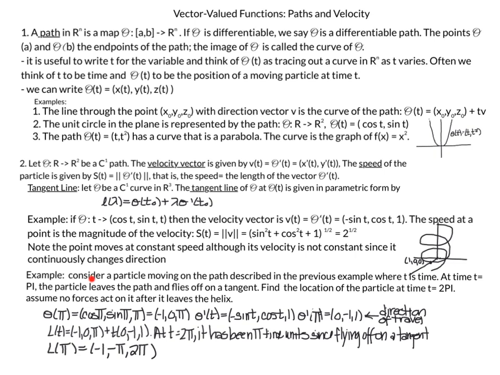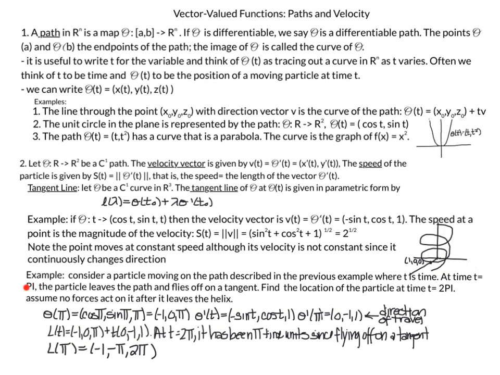A second example: consider a particle moving on the path described in the previous example. So here's our sigma of t, where t is time. At time t equals pi, the particle leaves the path and flies off on a tangent. Find the location of the particle at time t equals 2 pi. Assume no forces act on it after it leaves the helix.